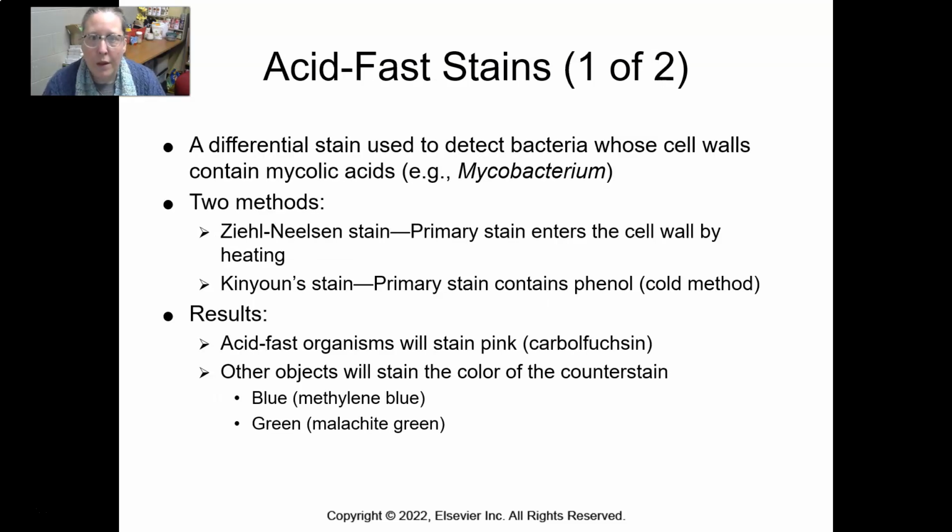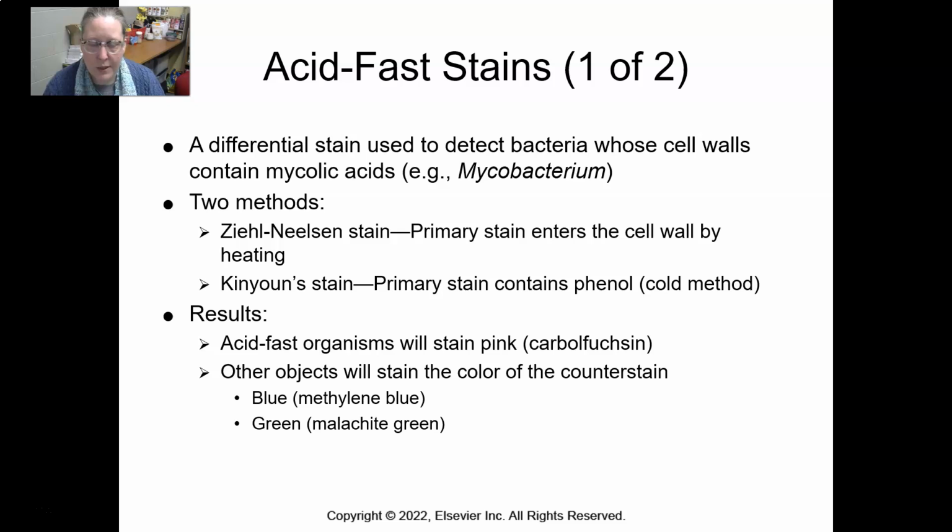The acid-fast stain is probably the next most used stain in micro. It's a differential stain that's used to detect bacteria whose cell walls contain mycolic acids. So that means for us, Mycobacterium, and most usually used for Mycobacterium tuberculosis. There are two methods: the Ziehl-Neelsen stain, where the primary stain has to enter the cell wall by heating, so there's a heating step associated with the primary stain. In the Kinyoun stain, the primary stain contains phenol, and that's a cold method, so you don't have to heat it. That's the one that we use in our lab.